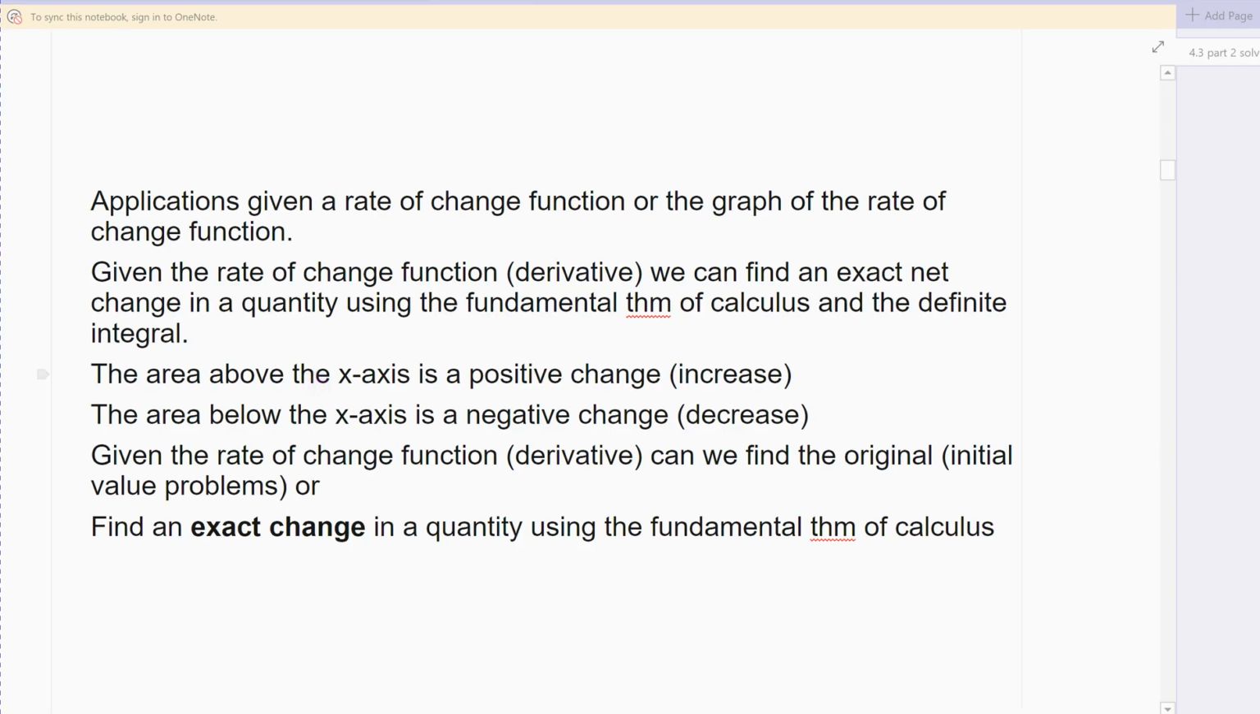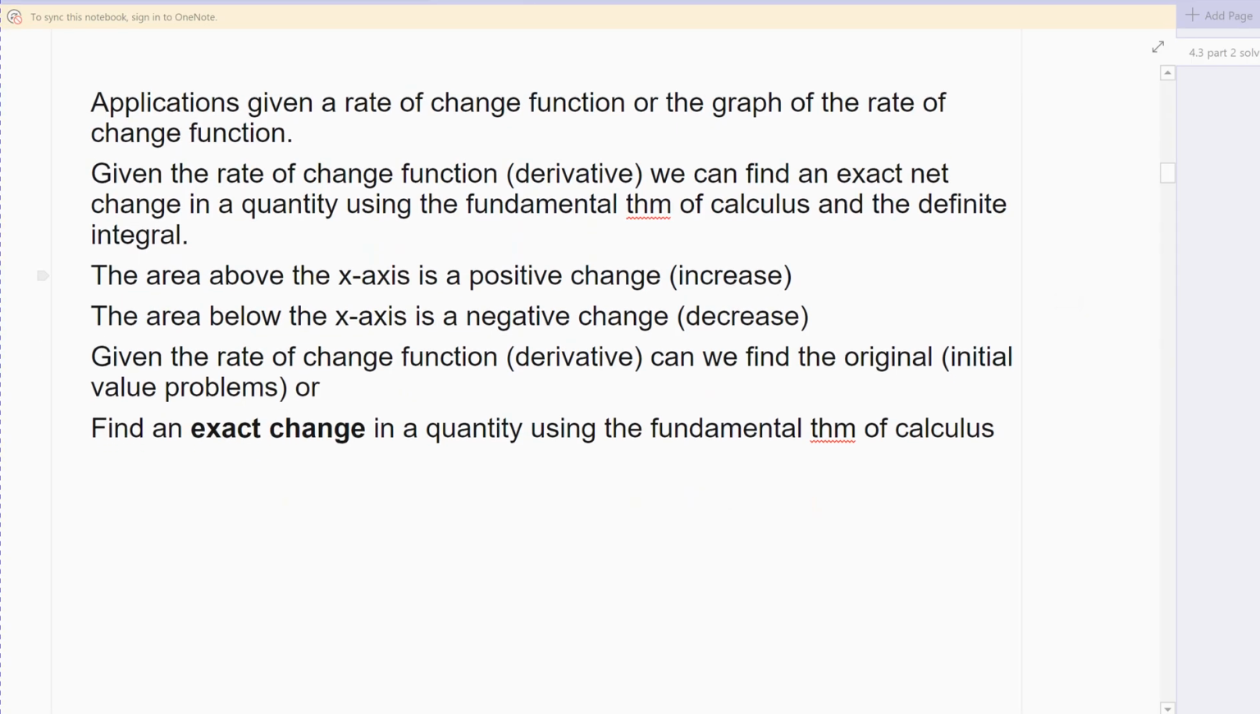Applications given a rate of change function. So this is if we're given specifically, right, we can find antiderivatives of any continuous function, whether it's a rate of change or not. So now we're going to look at it specifically. We know it's a derivative. They've given me a derivative, a rate of change. All right, change in y divided by change in x.